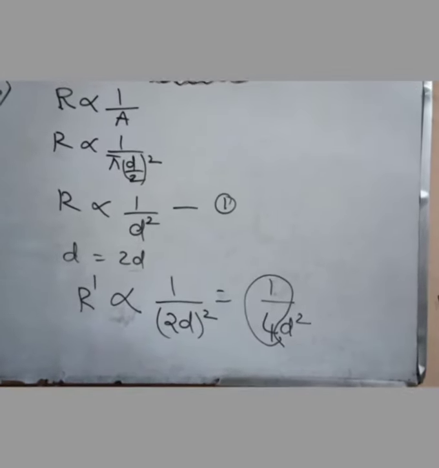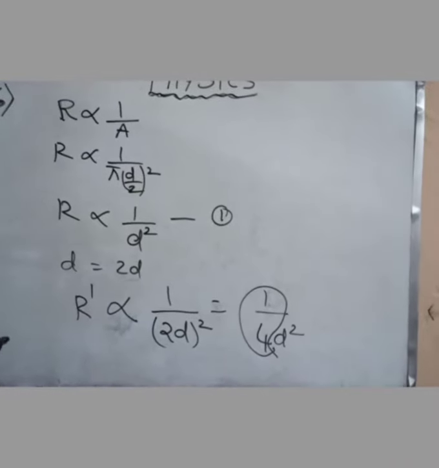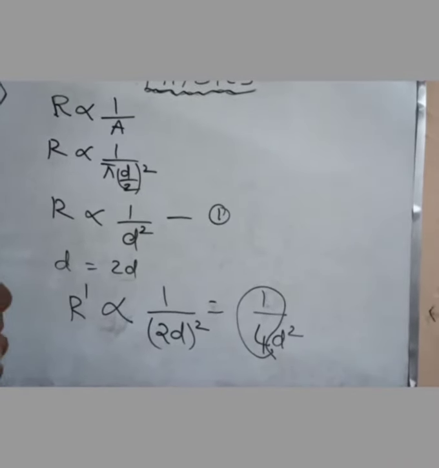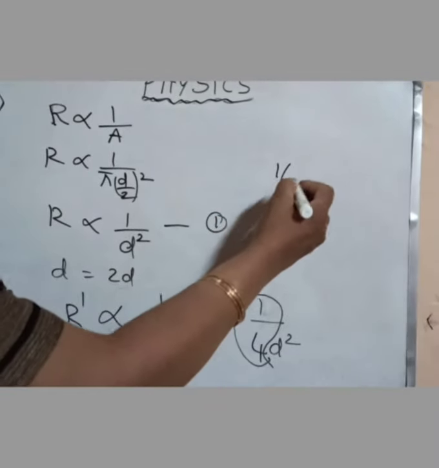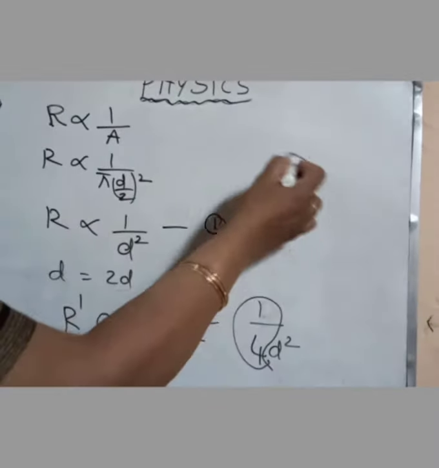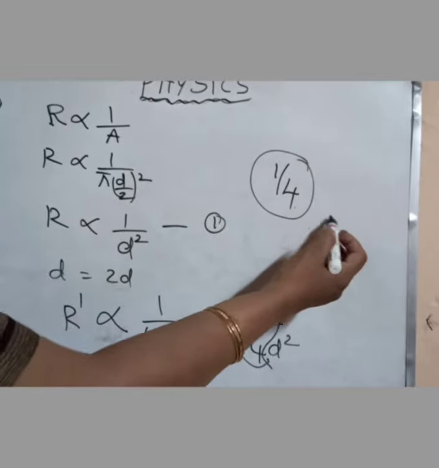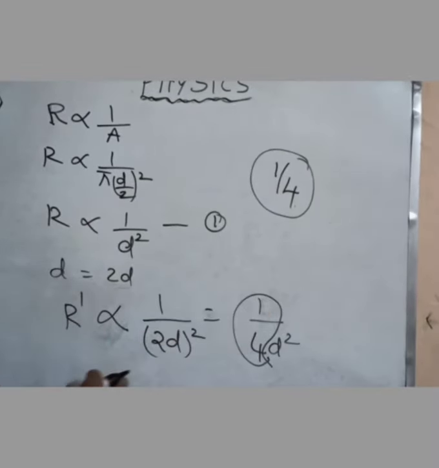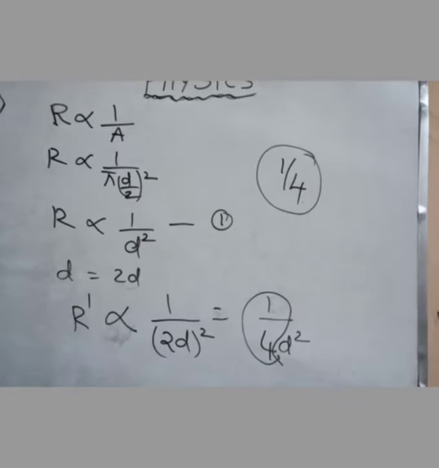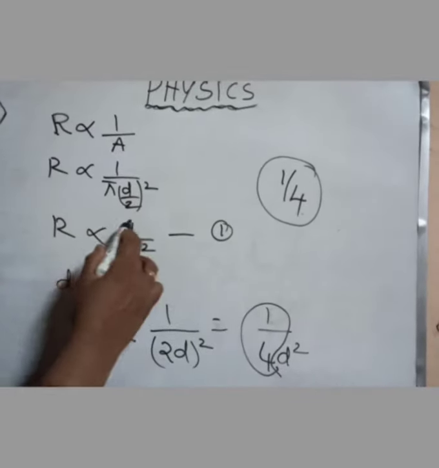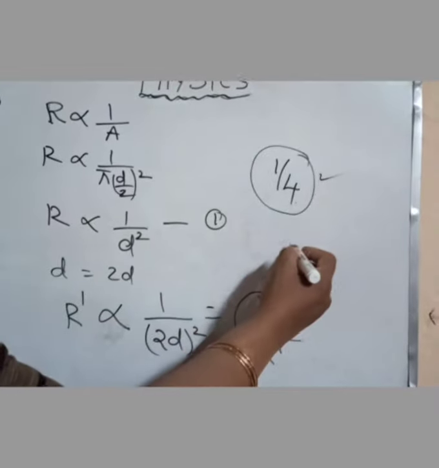If the diameter is doubled, the resistance of the copper wire will be 1/4 of its original resistance. It will change to 1 by 4. That is, R dash will change to R by 4 if the diameter is doubled. Okay.